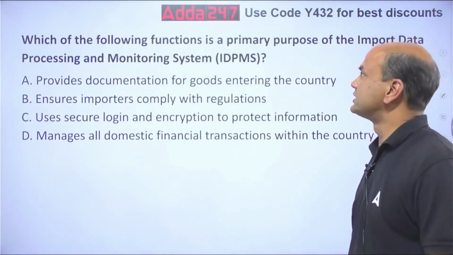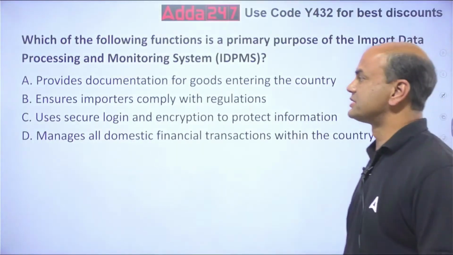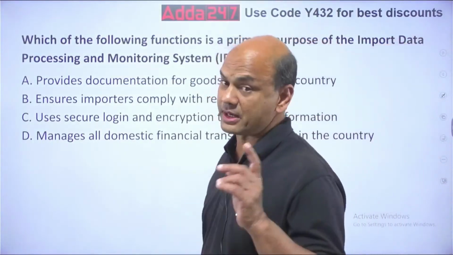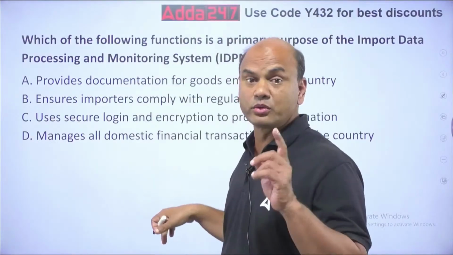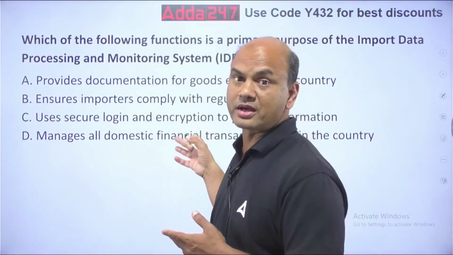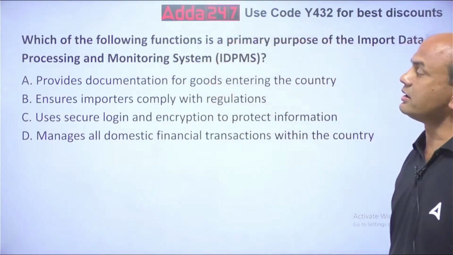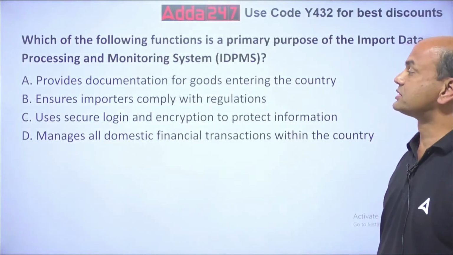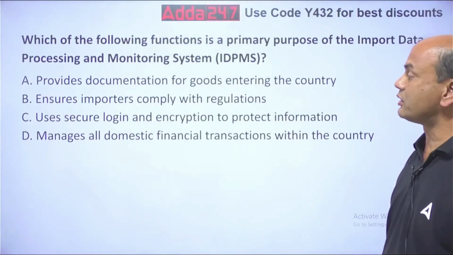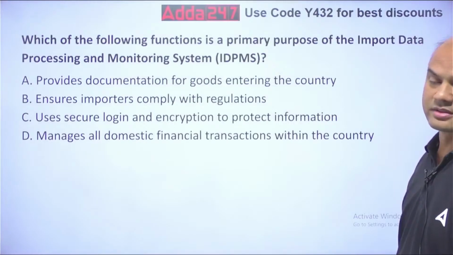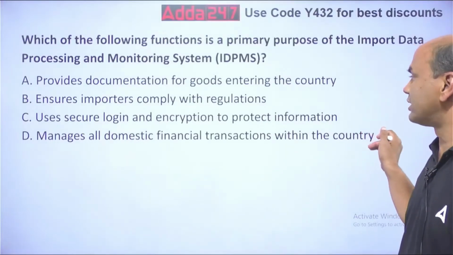Which of the following functions is the primary purpose of the Import Data Processing and Monitoring System, IDPMS? So which is the primary purpose? See, primary means only one. Kindly note, primary means only one. All of them seem to be correct and you have to tick only one. Provides documentation for goods entering the country. Ensures importers comply with the regulations. Uses secure login and encryption to protect the information. Manages all domestic financial transactions within the economy, within the country.